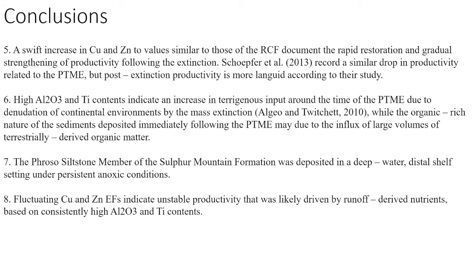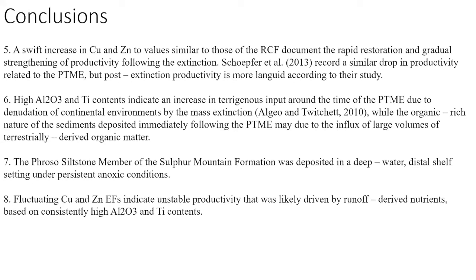Next, high aluminum and titanium contents indicate an increase in terrigenous input around the time of the Permian-Triassic extinction, or the late Permian extinction, used interchangeably, due to the denudation of continental environments by the mass extinction, and that's support for Algeo and Twitchett's hypothesis. While the organic rich nature of the sediments deposited following the extinction itself may be due to a much larger influx of terrestrially derived organic matter.